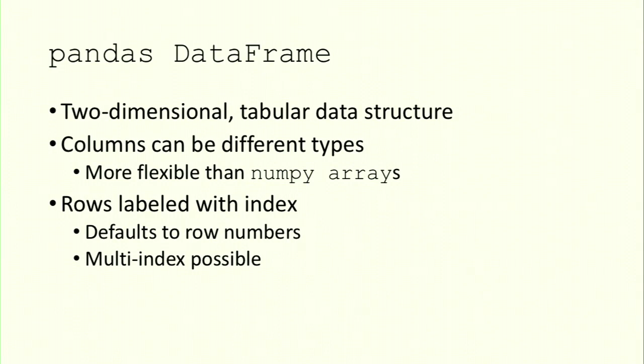The Pandas data frame is the core data structure in Pandas. It's a two-dimensional table, and it has labeled rows and columns. Each of the columns can be a different type, which is really nice. So we can have a date column, a numeric, a string column, all in the same data frame. In contrast, NumPy arrays require all of the entries be of the same type. The rows are labeled with an index. This defaults to just the row numbers, but you can also use more complex indices.